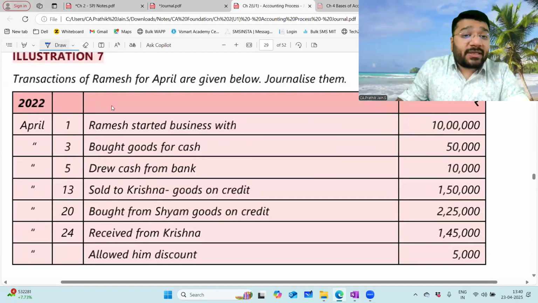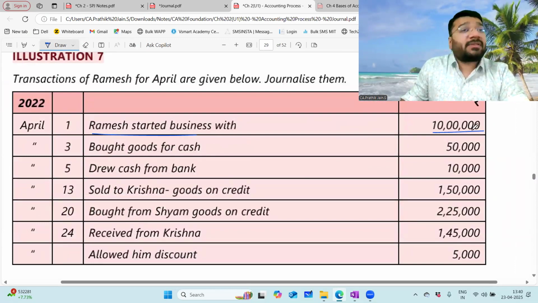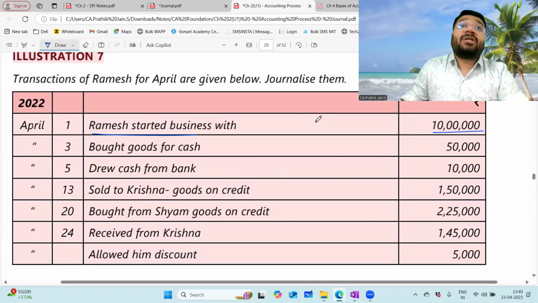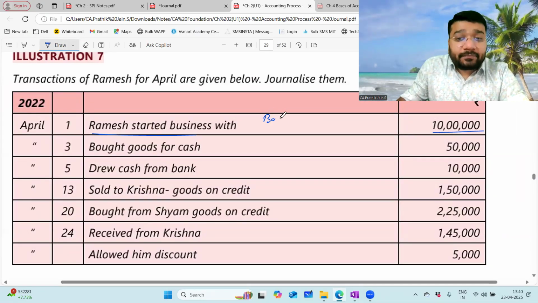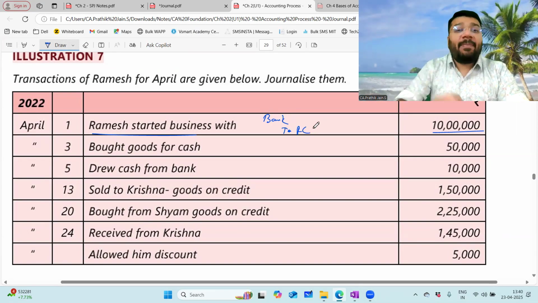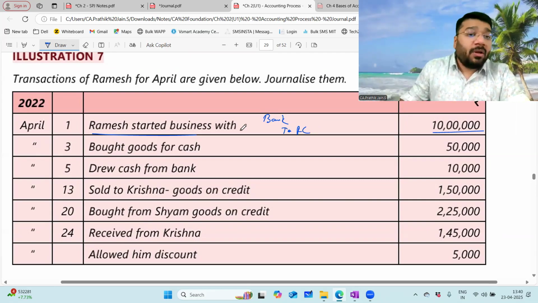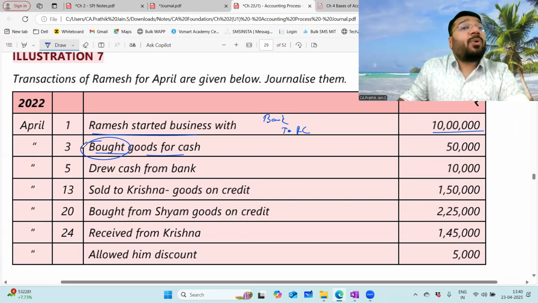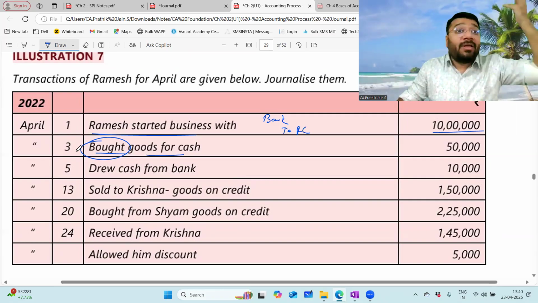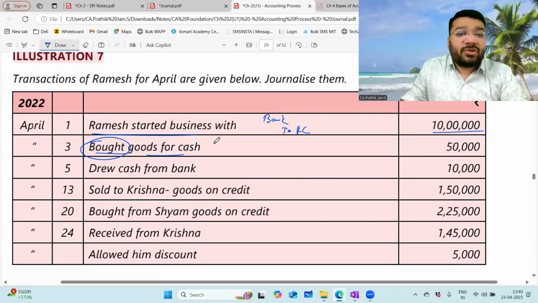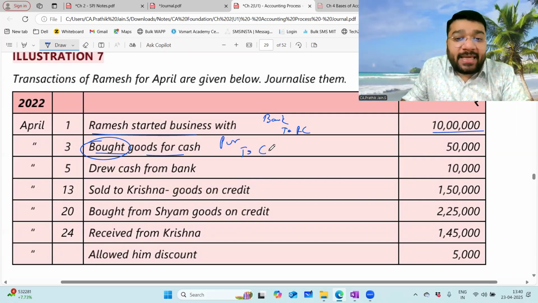Please tell me, Ramesh started business with 10 lakh rupees. Which account affected? Bank and capital. Nothing mentioned means bank. So what is entry? Bank to Ramesh capital. Any problem here? No. Bought goods for cash. Bought means what? Buy, bought. Singular, buy. Plural, bought. Bought goods. Why did I buy goods? With intention to sell. So this is purchase. So what is entry? Purchase to cash.